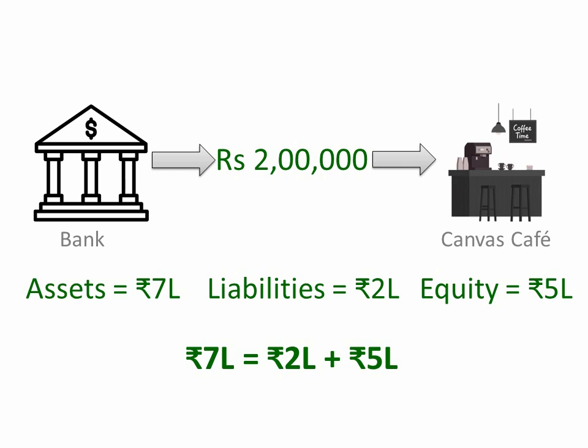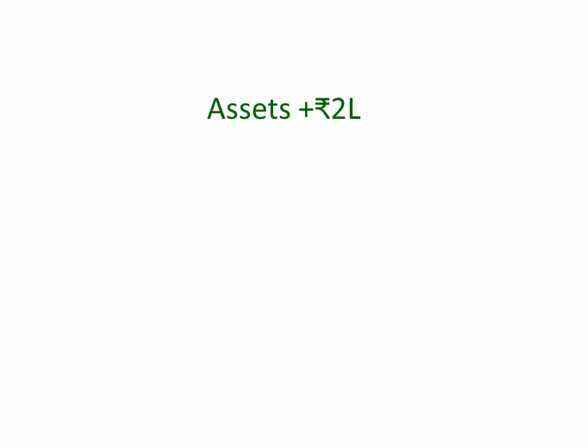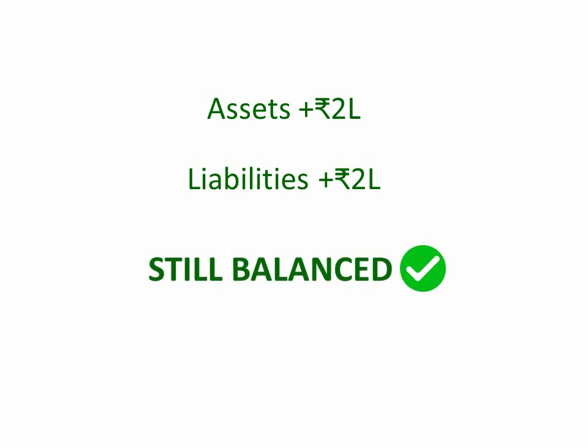Did you notice something? When the bank gave us 2 lakh, both sides changed. Assets increased by 2 lakh and liabilities increased by 2 lakh. That's the basic idea we will keep seeing throughout accounting. A transaction doesn't just magically change one side. Something happens and there is another side to that change.